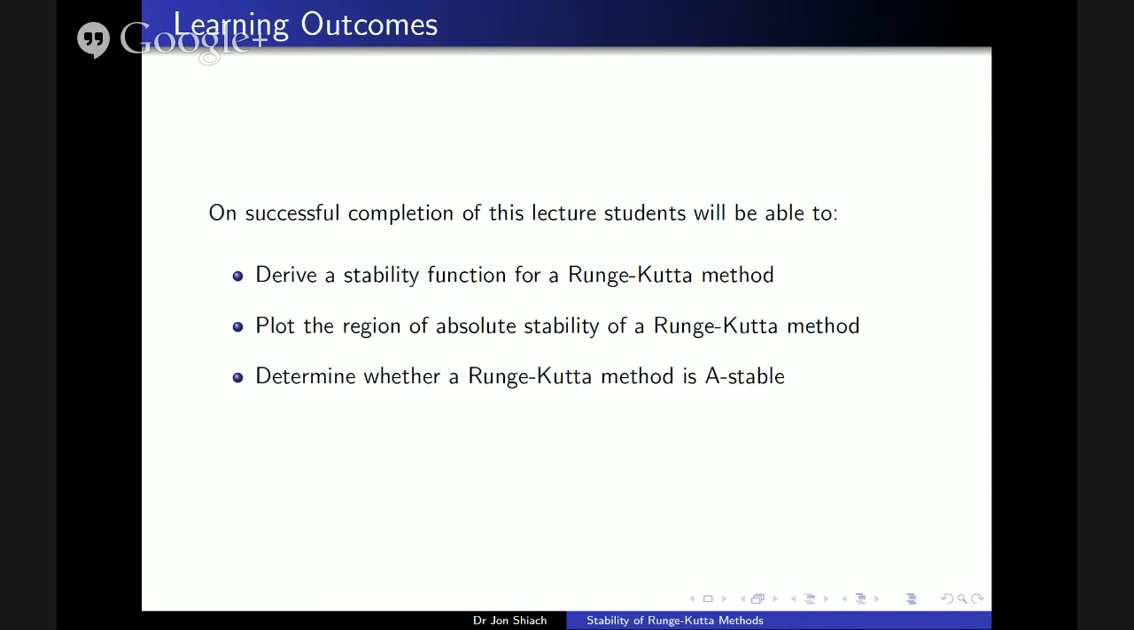Okay, so this is chapter 5. Essentially, derive stability functions, which I'll mention in a minute. Plot the region of absolute stability and determine whether a Runge-Kutta method is what we call A-stable. There are quite a few different types of stability and different criteria. I'm just going to refer to two: absolute stability and A-stability. There are things like L-stability, weak stability, etc., but I'm just going to refer to absolute stability and A-stability.